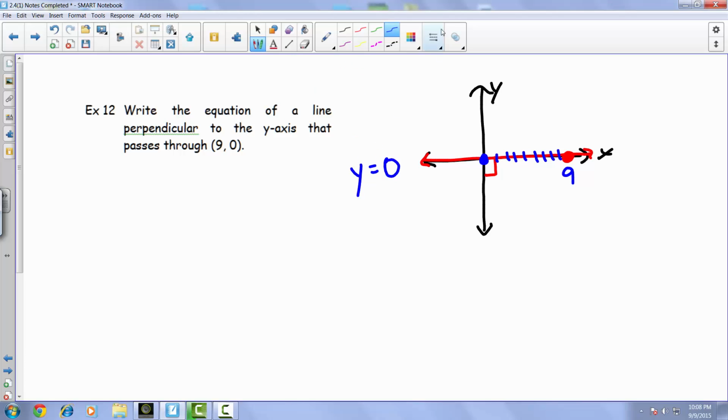Now, believe it or not, this in fact does follow a type of standard form where our coefficient for y just so happens to be 1. It does have an x, but that coefficient for x just happens to be 0. 0 times anything is just 0, so pretty much this term is gone. And as a result, y is equal to 0 would be our final equation that would actually satisfy both of these conditions. That's perpendicular to your y-axis and passes through this point (9, 0).